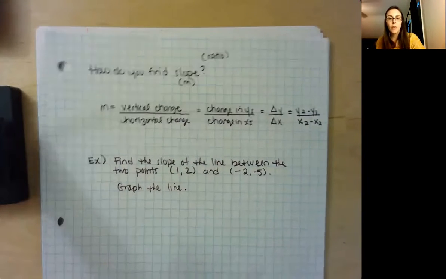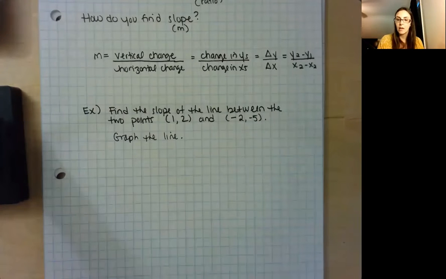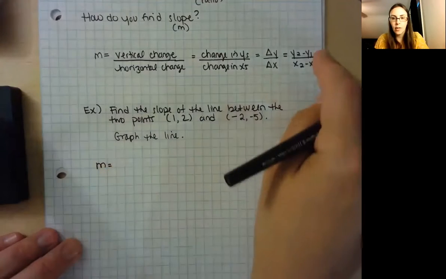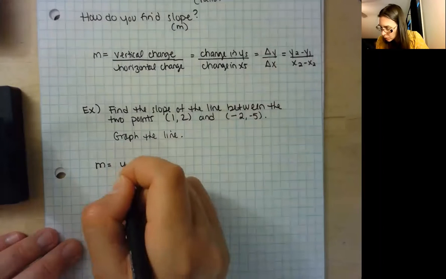So I want to find the slope of the line between the two points, (1, 2) and (-2, -5), and I also want to graph the line. So let's find the slope first. So I'm going to use this formula here. This is a very common formula that we use. And I'm going to show you what it means.